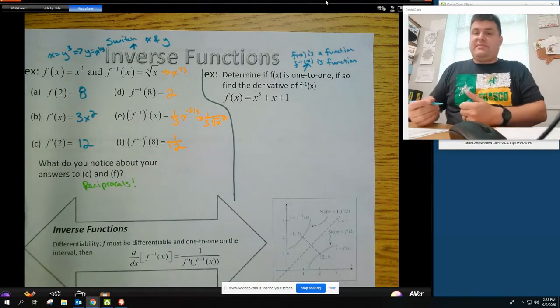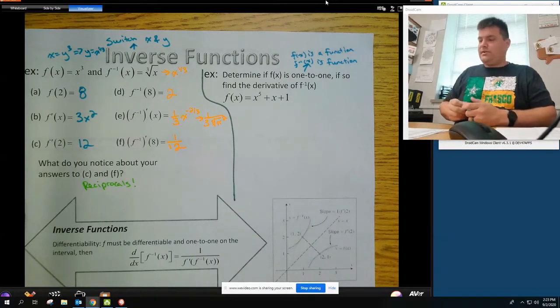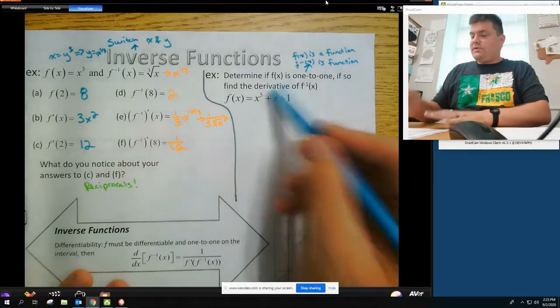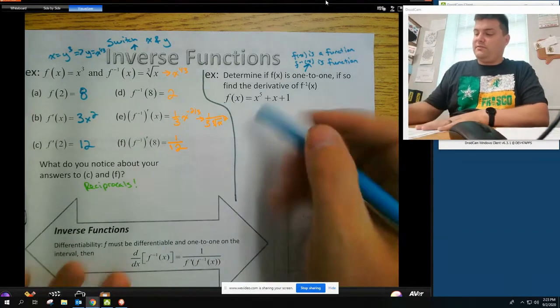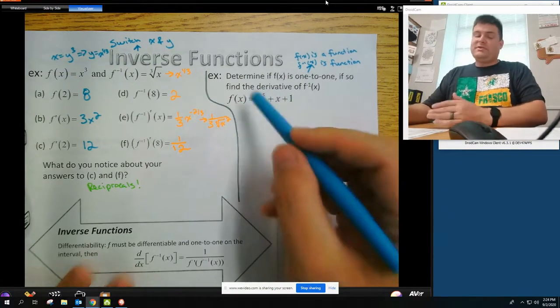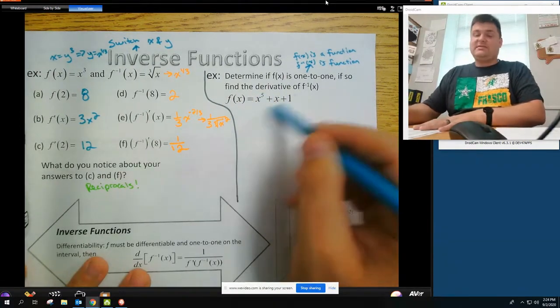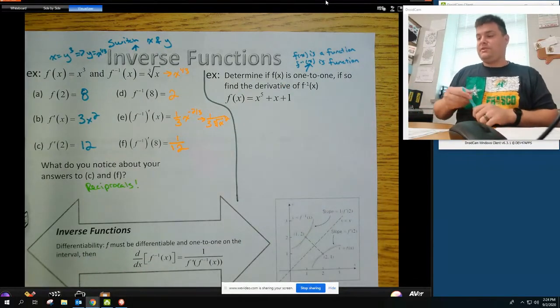It also means it passes the vertical line test and the horizontal line test. So that means it's 1-to-1. So to determine if something is 1-to-1, we don't really have enough skills to do a problem like this in general. So this is a very specific, picked out problem for us to do.